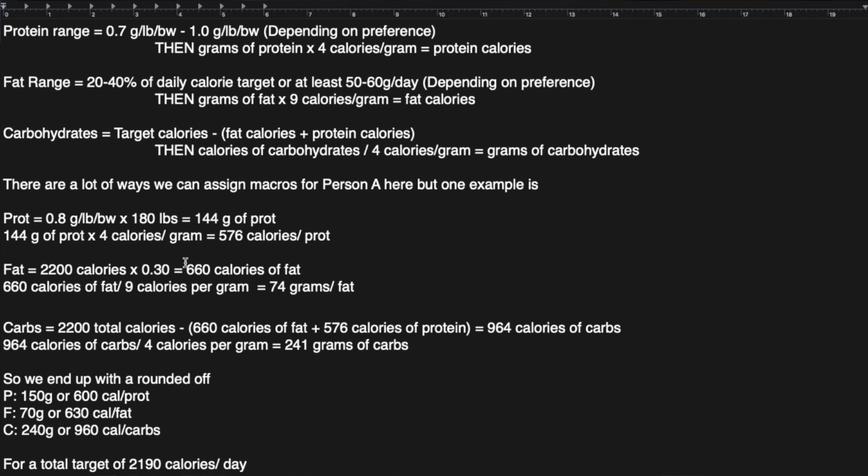So we end up with a rounded off 150 grams of protein or 600 calories of protein, 70 grams of fat or 630 calories from fat, 240 grams of carbs or 960 calories from carbs, for a total daily target of 2190 calories per day. It's impossible to really measure out 576 calories of protein or 144 grams of protein. So I just rounded off each of the gram amounts. Makes it a lot easier to count up his actual food items that he is eating.